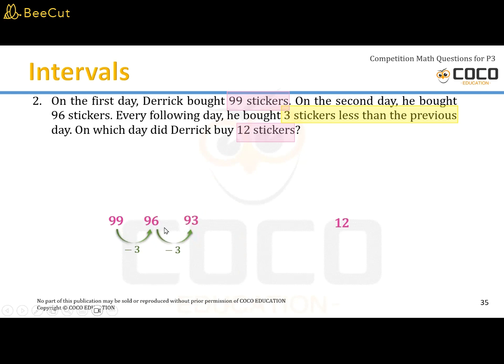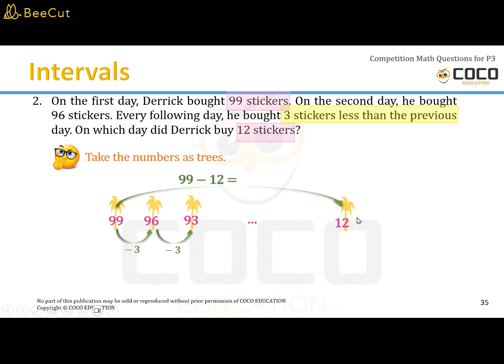Then how do we count how many numbers are there? Again, we will take every number as a tree. So 3 is each interval. And from the first tree to the last tree, we know the total distance is 99 minus 12 equal 87. And then each interval 3, then how many 3s make 87? So 87 divided by 3 equal 29.